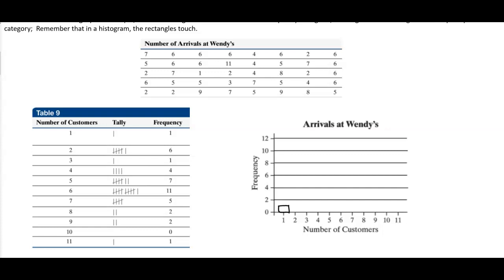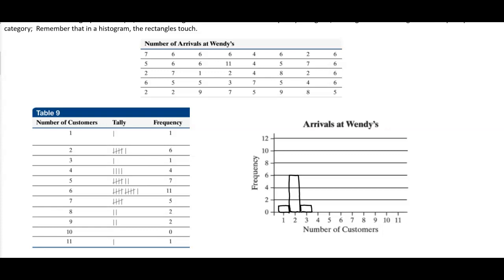Okay, now the next one is 2. Now 2, again, has to be in the middle. It has a frequency of 6. Remember that the rectangles are supposed to touch. So we're going to come up here to 6, and then we're going to come back down and create our rectangle there at 2 in the middle. The next one is 3, and 3 has a 1, so therefore we're going to draw our rectangle there, and therefore we have 1 for 3.